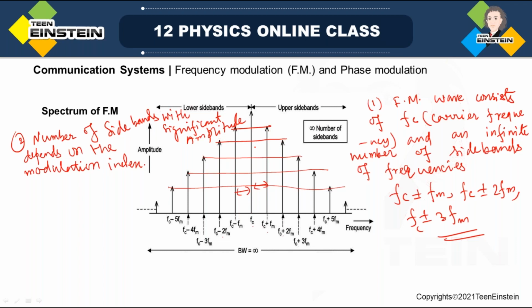Then FC minus 2 FM, FC plus 2 FM, they will have the same amplitude, like that it goes. And what about the bandwidth here? What is the bandwidth in frequency modulation? Actually, bandwidth is 2 into N into FM. What do you mean by 2 into N into FM? What is this N? N is the number of significant bands, right?